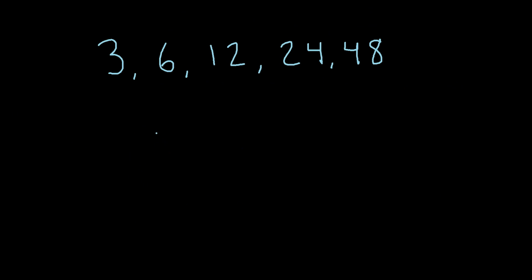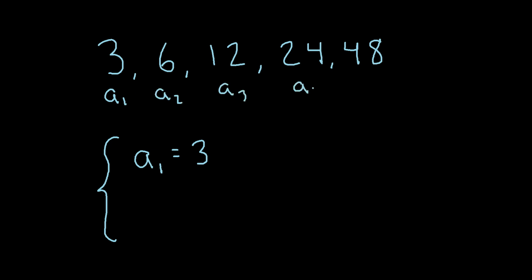Okay, let's try another example. Let's say we have this sequence of values, 3, 6, 12, 24, 48. How can we write a recursive formula to describe this sequence? Well, remember the first step is we want to write what is the first value, so a sub 1. Well, we can see that would be this 3 right here. So we'll say 3. So if we imagine this is a sub 1, and this is a sub 2, a sub 3, a sub 4, a sub 5.